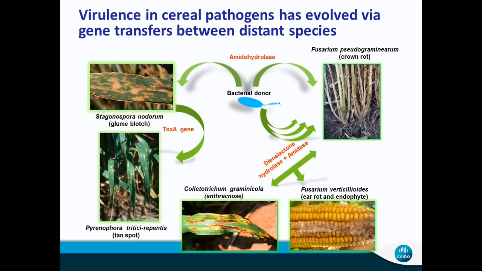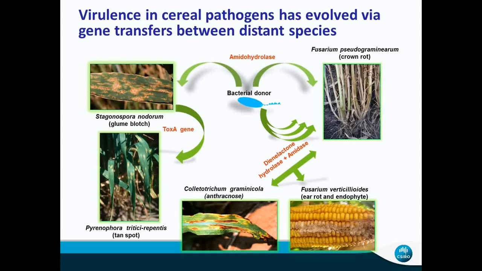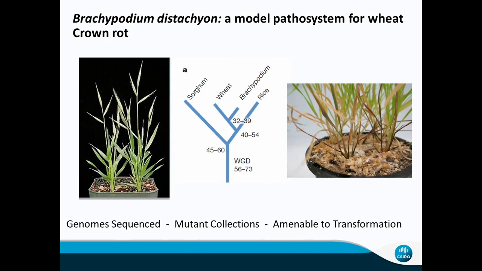And some of the genes that we are finding in Fusarium pseudograminearum are also shared by distantly related Fusarium, and even not Fusarium species, indicating that there may be gene exchanges happening during evolution between these pathogens. So obviously, they are all contributing to the virulence.